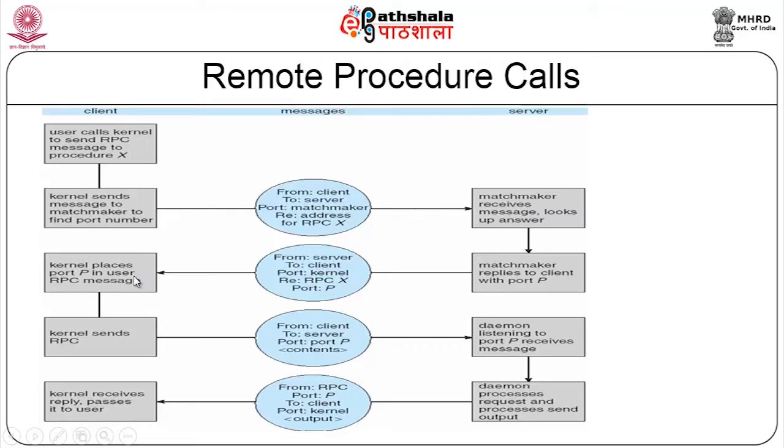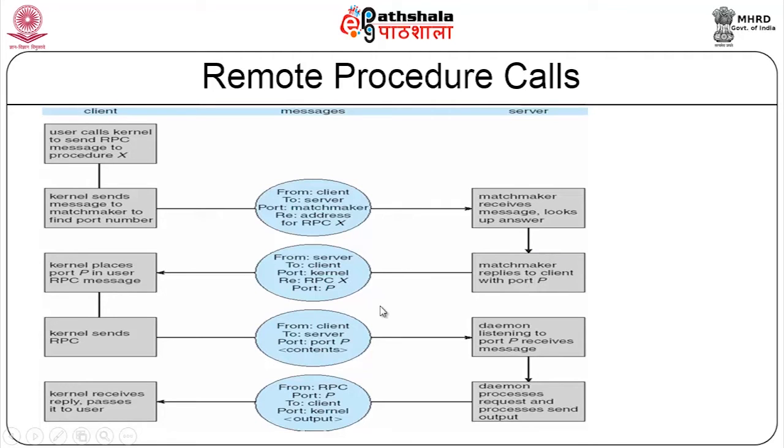So, now the kernel will put this RPC message and send it to this particular port P. The matchmaker sends back the reply that the port is P, and now the client knows that P is the port to which the request has to be sent to execute that particular procedure.